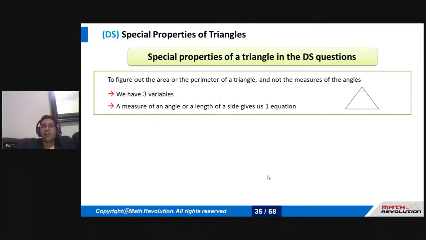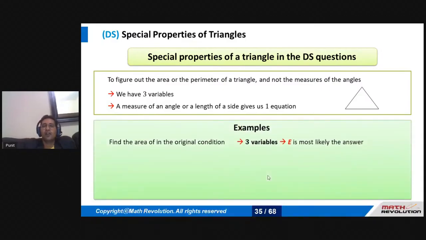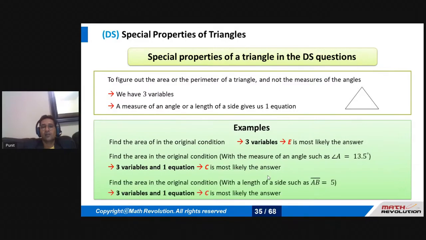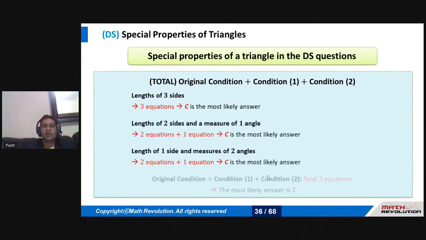We'll always have three variables and we'll use one of the equations. So if we have three variables, then E would be the most likely answer. If we have three variables and one equation, then C would be the most likely answer. Suppose one of the angles is given or one of the sides is given, C is the most likely answer. So this is how we write it into the precise format.